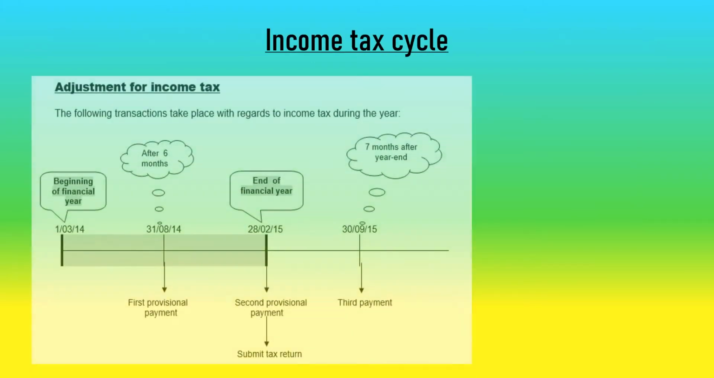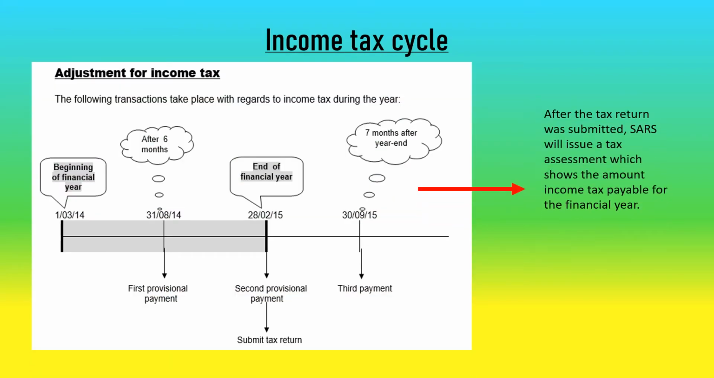Let us now talk about the income tax cycle. If you're running a company, you have to be registered as a company and you will be paying tax to SARS. At the beginning of the financial year, which is at this point, you will start your business, and about 6 months later, you will be making your first provisional payment to SARS. At this point, the payment that you've made to SARS is just an estimate of what you should be paying to SARS at the end of the year.